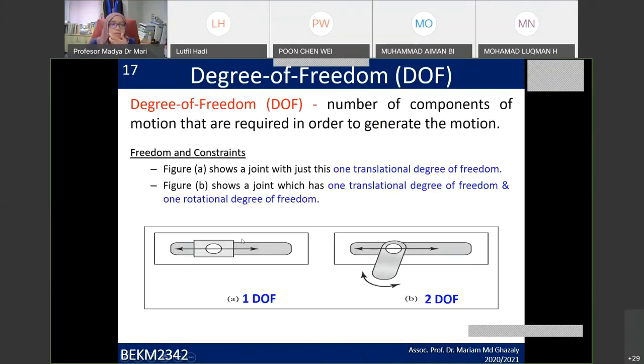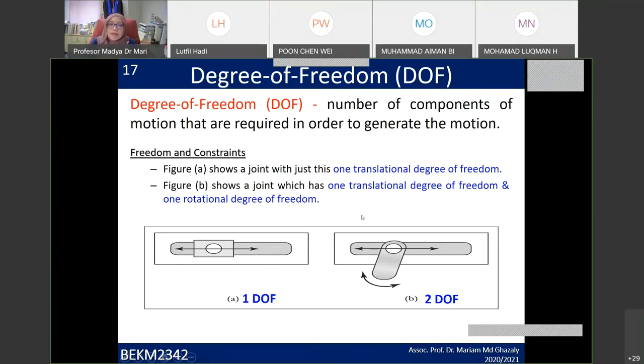So let's go to the first one. Let's go to the explanation of degree of freedom. Degree of freedom is the number of components of motion that are required in order to generate motion. So for the example just now, I showed you the example of slider and crank. This first figure shows a joint with only one translational degree of freedom. It means that it's going to move in one direction. One direction means that it's 1 degree of freedom.